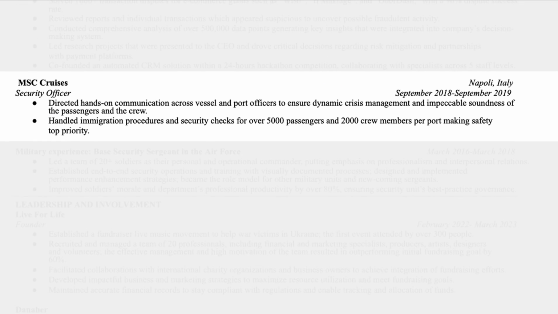Here we have a security officer on a cruise liner. She did this job in the gap between military service and her college education. She did this job for 1 year, and from what we can see here, there's not much in terms of milestones or achievements. But we are doing a bullet-by-bullet analysis, so let's dive in. First bullet, directed, communications, ensure dynamic crisis management, impeccable soundness. Second bullet, handled immigration procedures and checks, 5,000 passengers and 2,000 crew, safety top priority.